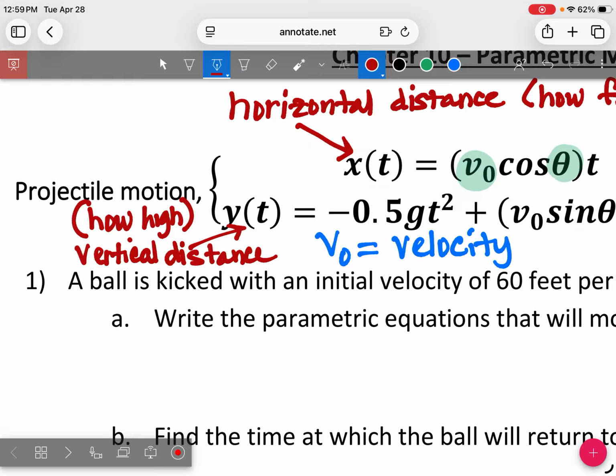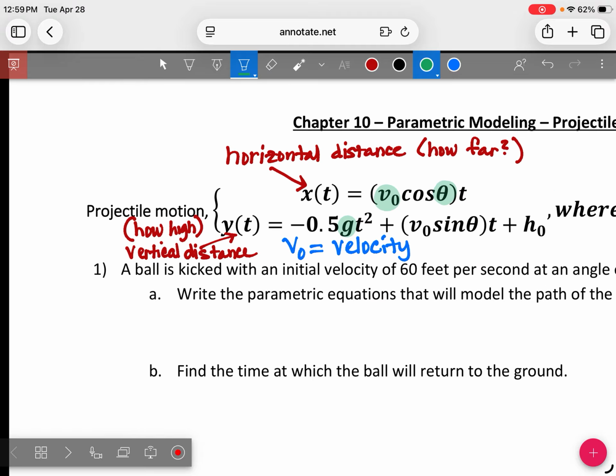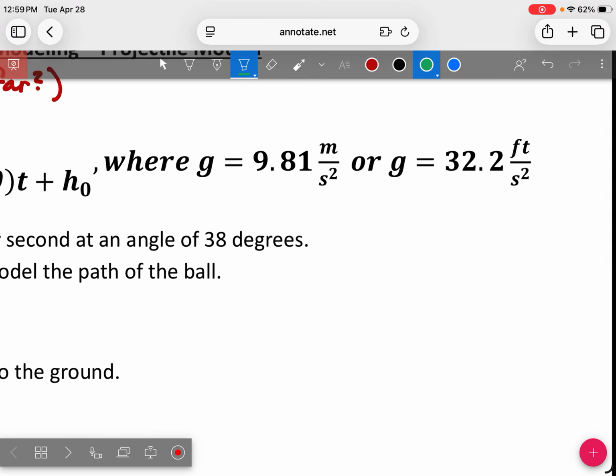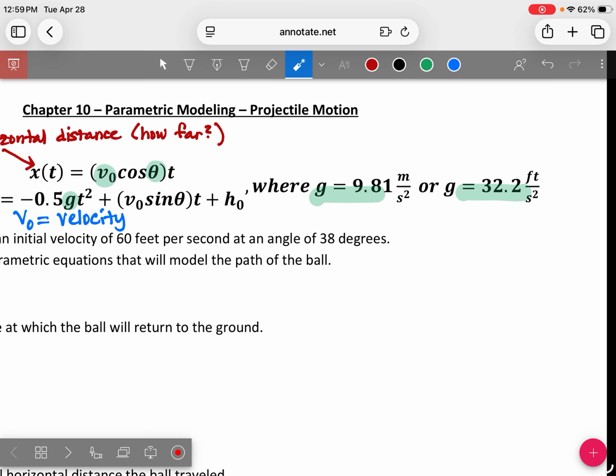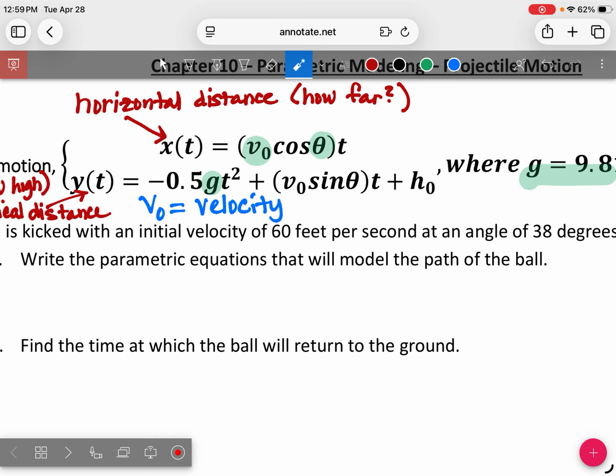Okay, let's look at our Y parameter. So Y has a couple of variables. First of all, you have G. G, we're only going to use one of these two. Okay, if the unit is meters, 9.81. But if it's in feet, 32.2. And we take that gravity and we multiply it by negative 0.5.